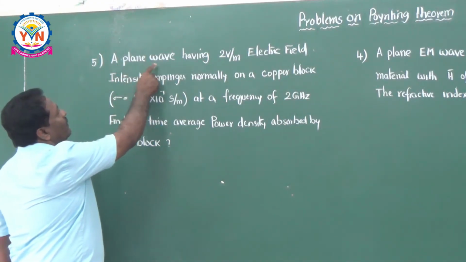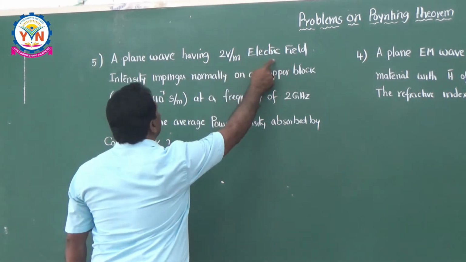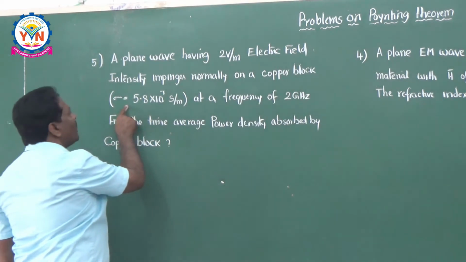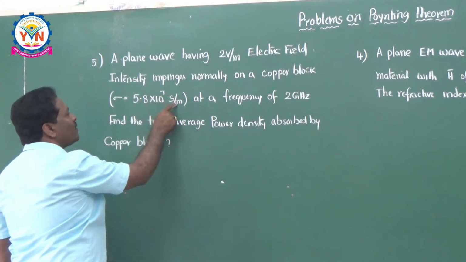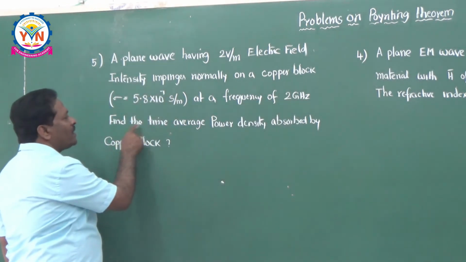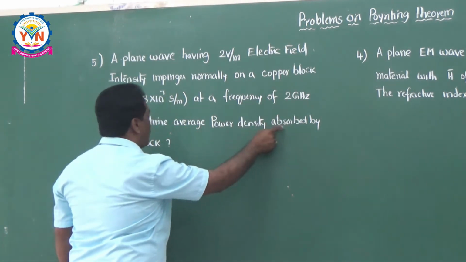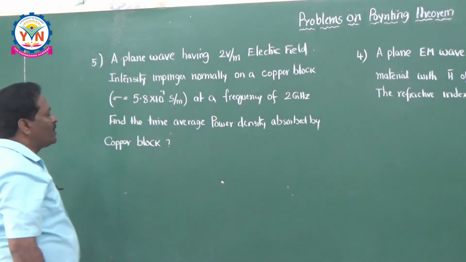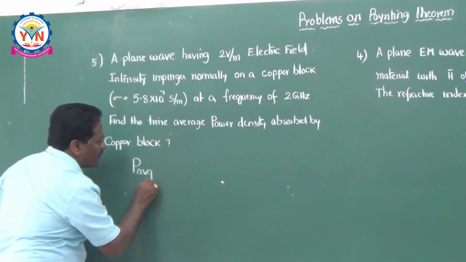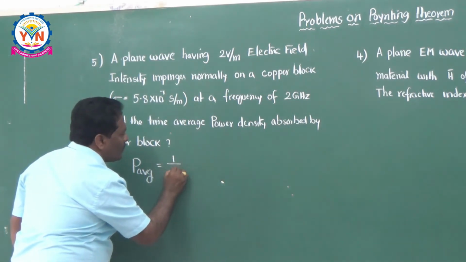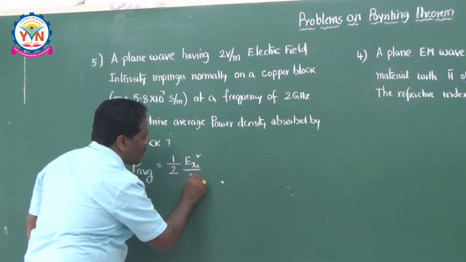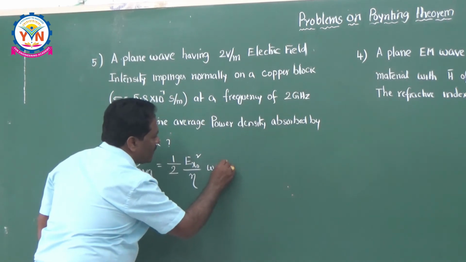Okay. A plane wave having 2 volt per meter electric field intensity impinges normally on a copper block whose sigma is equal to 5.8 into 10 power 7 Siemens per meter at a frequency of 2 GHz. Find the time average power density absorbed by the copper block. So as usual, what is the average power? So you can say P average is equal to half into Ex naught square divided by eta. This is the formula you have to use, watts per meter square.